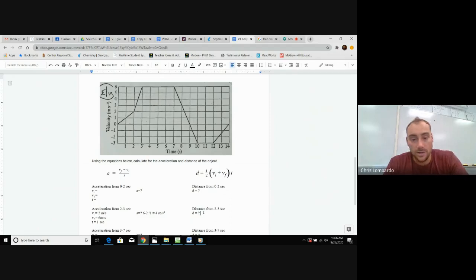Okay, distance. Again, you're doing the same idea. 1/2 of VI plus VF in this case. So 2 plus 6 times our time, which is just 1. So 2 plus 6 is 8. Cut it in half is 4. 4 times 1 is just 4. So you've moved a total of 4 meters here.